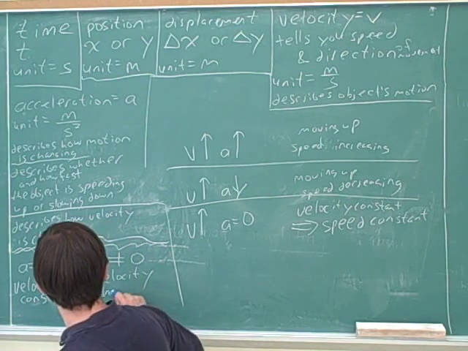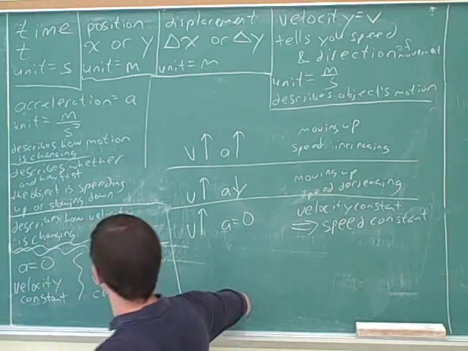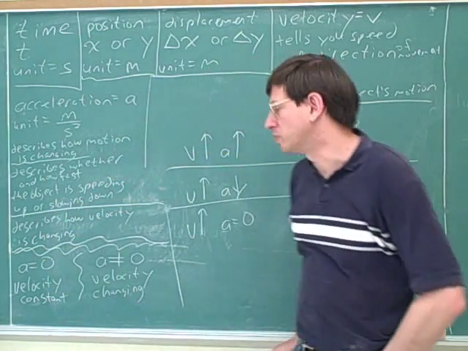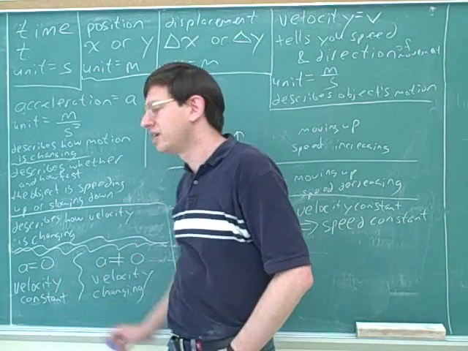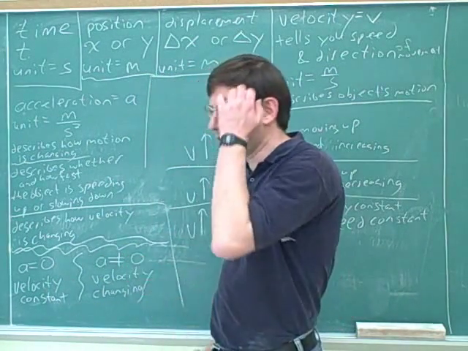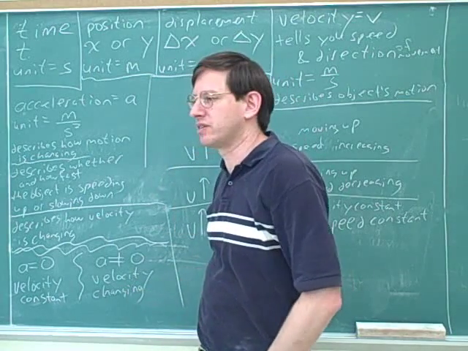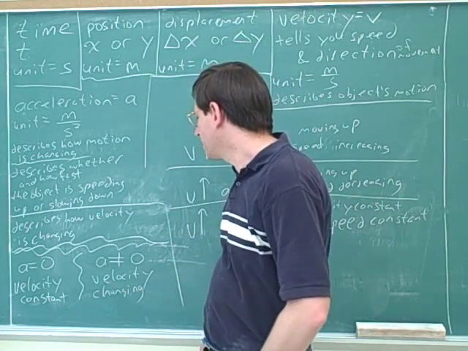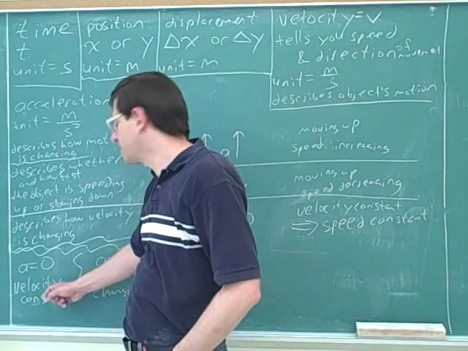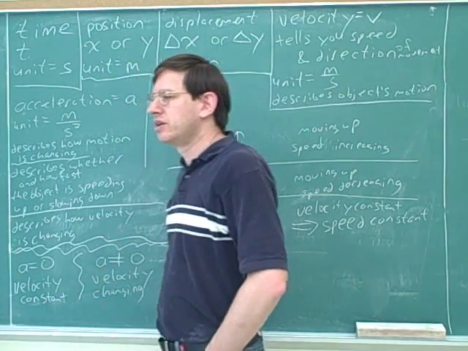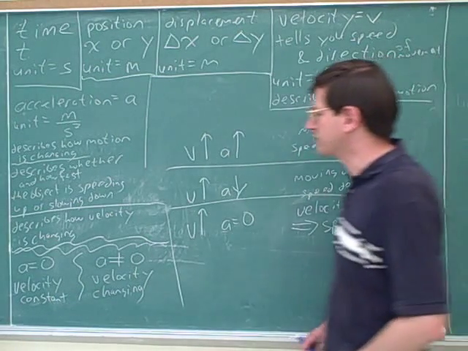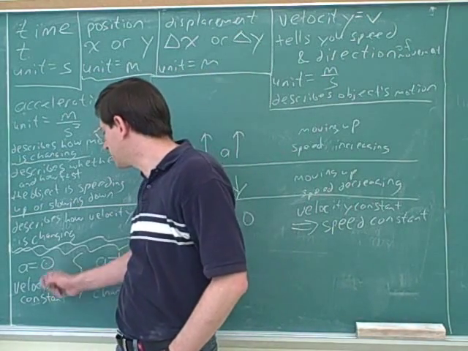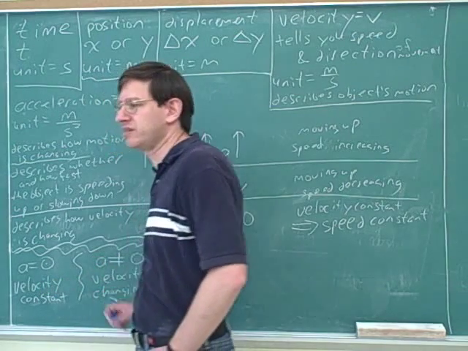Good. This is a very important set of relationships to be very comfortable with. A 0 acceleration is a synonym for a constant velocity. And a non-zero acceleration is a synonym for a changing velocity. So what does that tell us if the acceleration is 0? It means the velocity is constant. And the key thing is to recognize that the point of this is to show that these two are synonyms for each other, and these are synonyms.